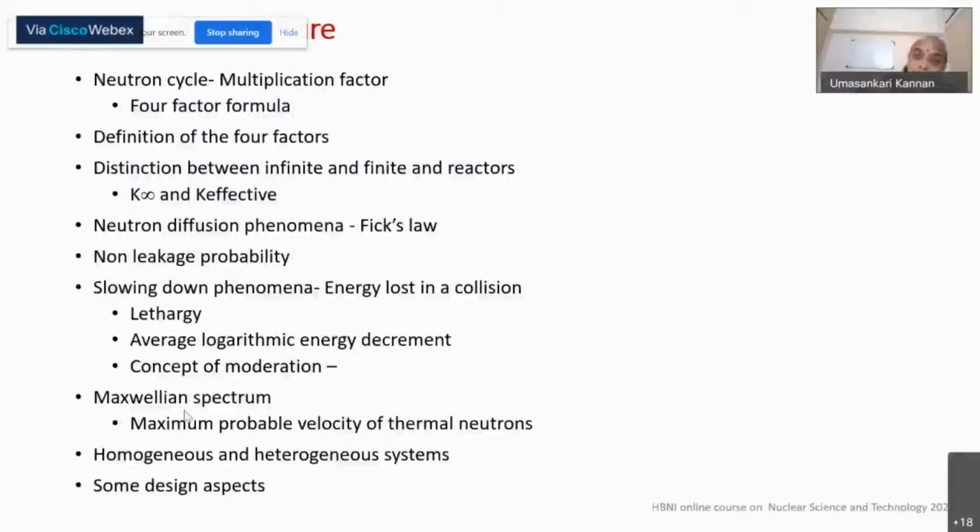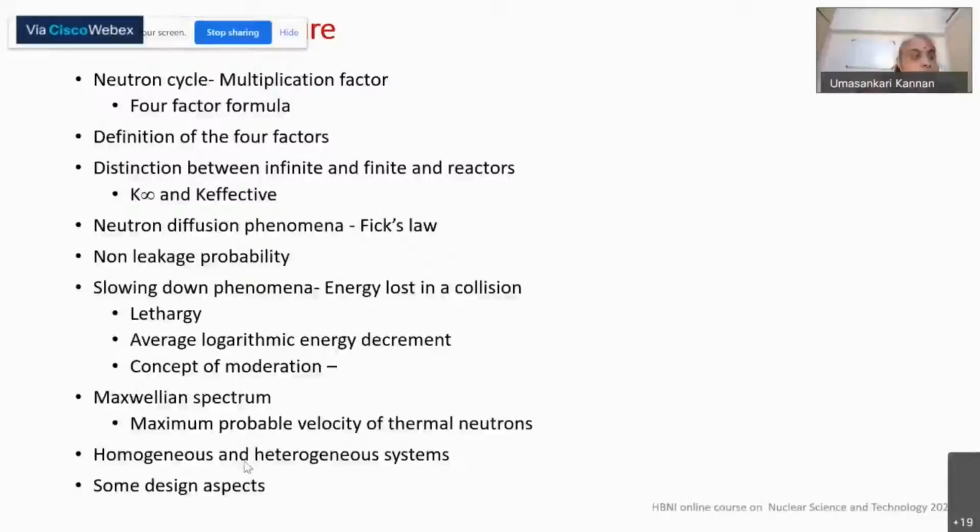At the same time, we were discussing the spectrum of neutrons. Neutrons are in thermal equilibrium with the moderator, so they acquire the temperature of the medium, and thereby follow the Maxwellian spectrum. We also saw the expression for the most probable velocity of thermal neutrons. And we saw that if the thermal neutron has an energy of 0.0253 electron volts, then its velocity would be 2200 meters per second.